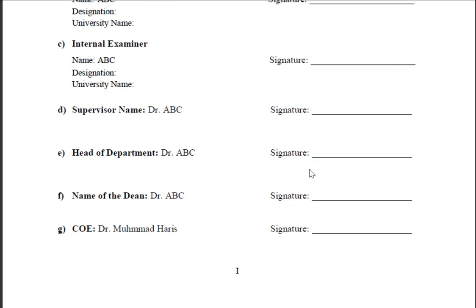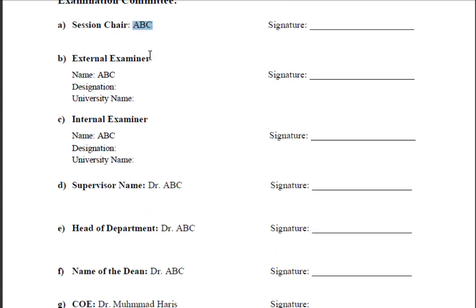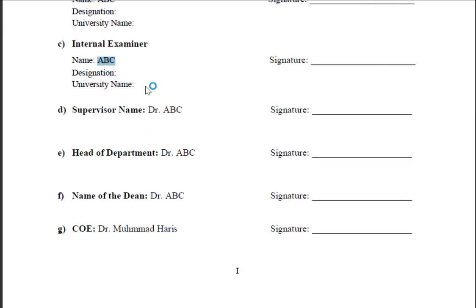Then this page is very important because it has all the signatures. Then comes the examination committee, session chair. You are not supposed to write here, it's blank, because this will be done at the time of the thesis evaluation. Then comes external examination, also you have to leave it blank. You have to write here name, designation, university, but don't write ABC. Then comes internal examination, also don't write ABC.